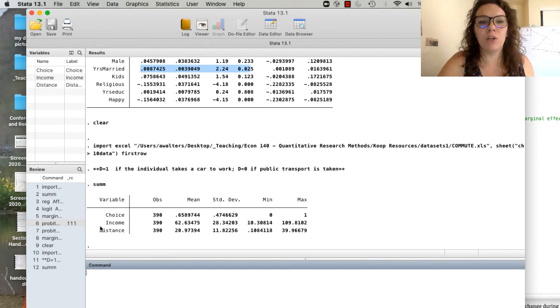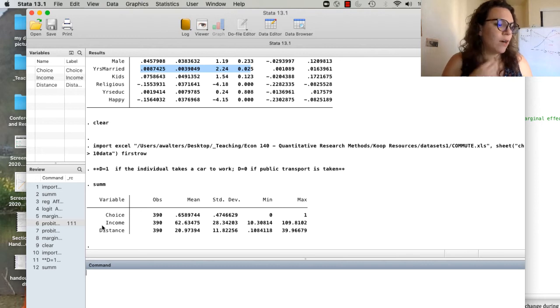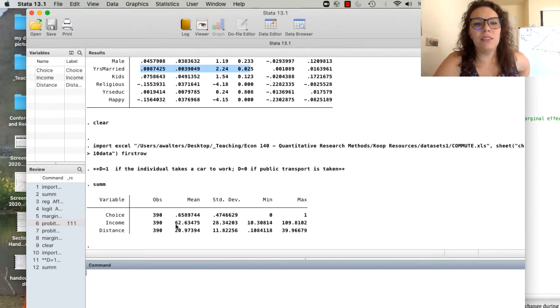And we're going to look at the marginal effect of income, where income is in thousands of dollars, and the marginal effect of distance to work in miles. And so we can see here the average income is $62,000, the maximum is $109,000, the minimum is $10,000. And distance to work, the average is 20 miles, almost 21 miles, with some people having up to 49.967 miles, some people having as few as 0.1 mile to work.